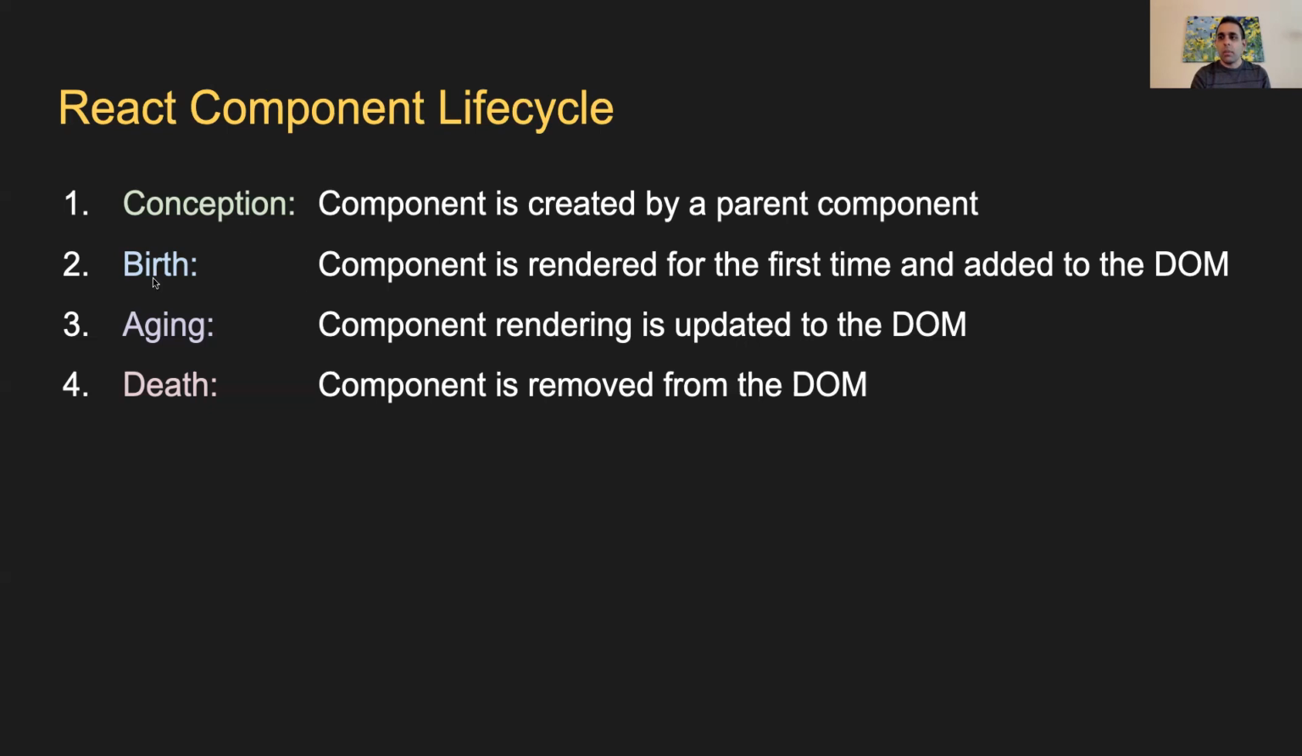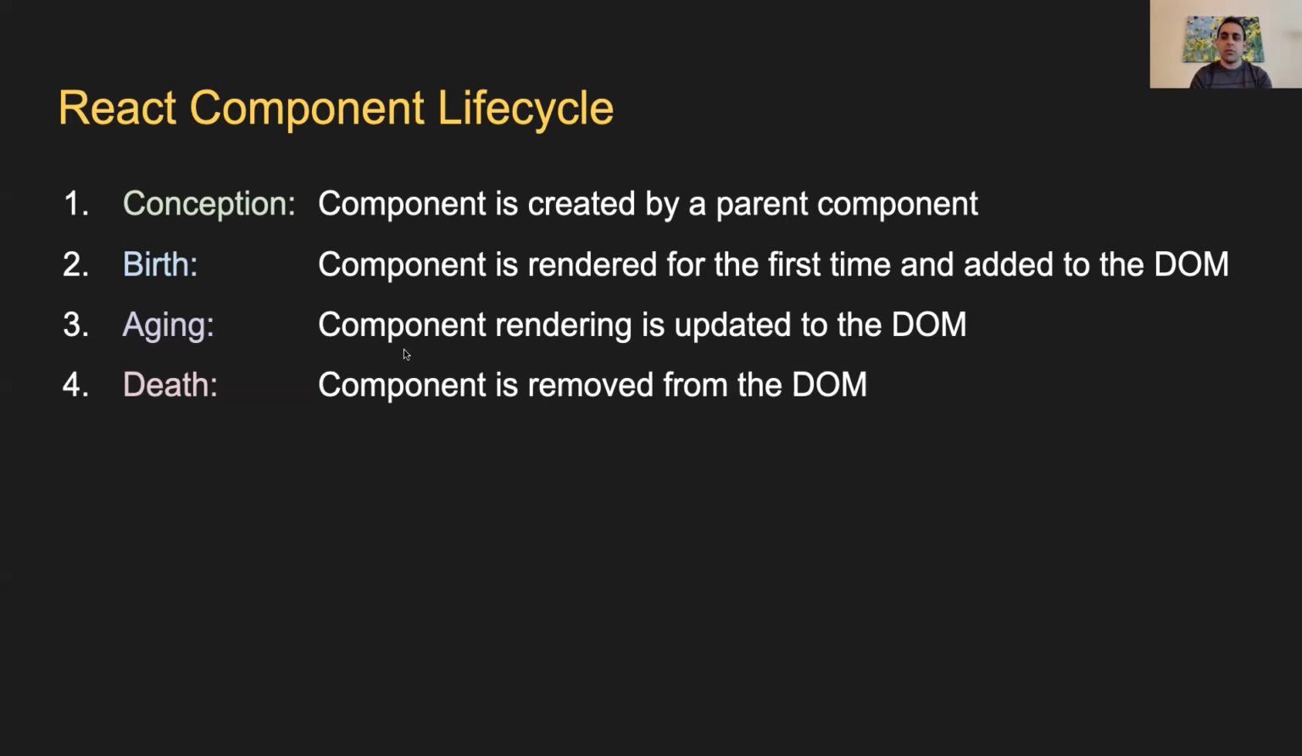Birth is when the component is actually rendered to your screen. We talked about the DOM before. This is where the elements you're adding to the DOM are actually added and shown in the output. So birth, again, is when you make that first render and your output is updated on your user's end.